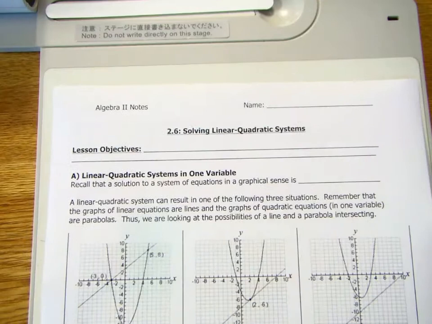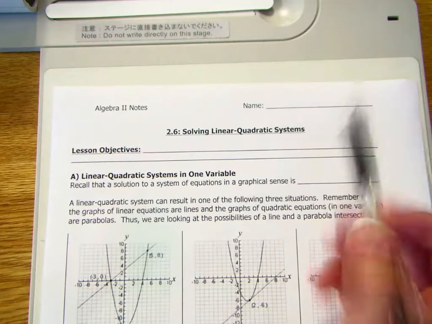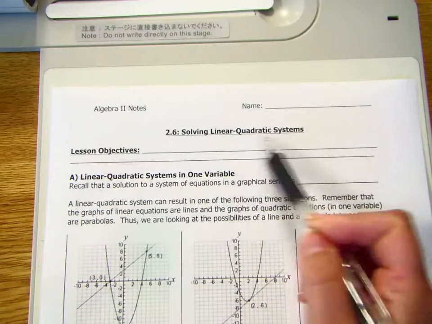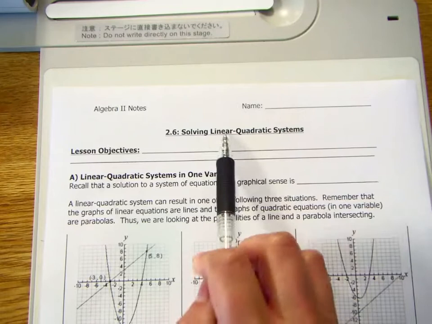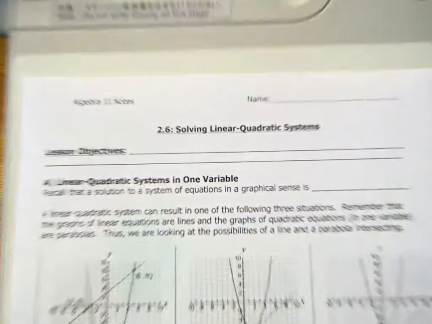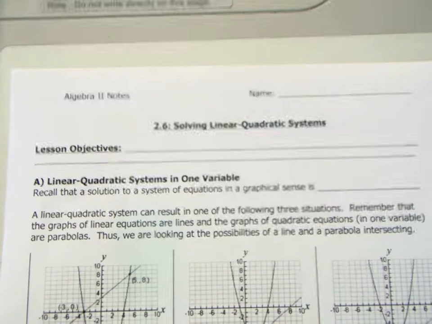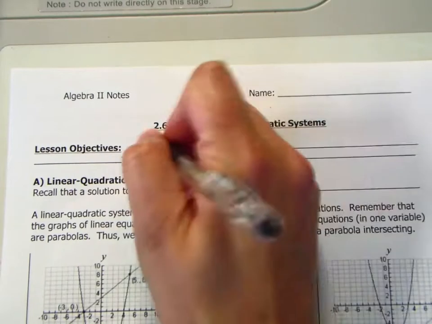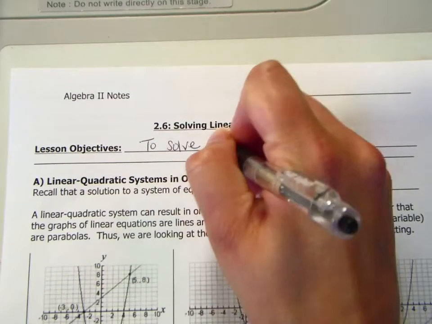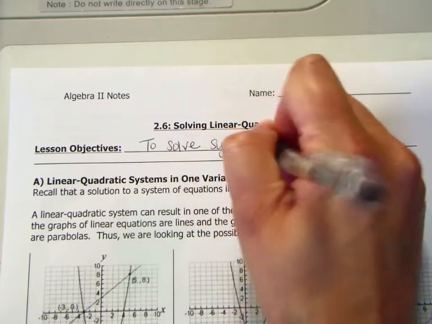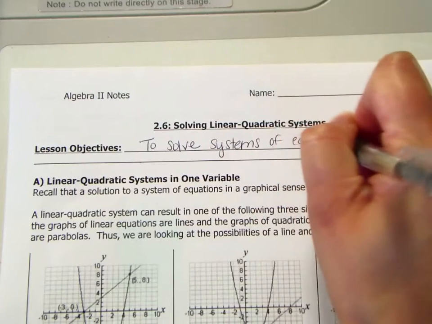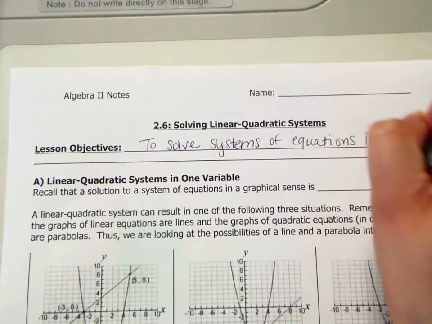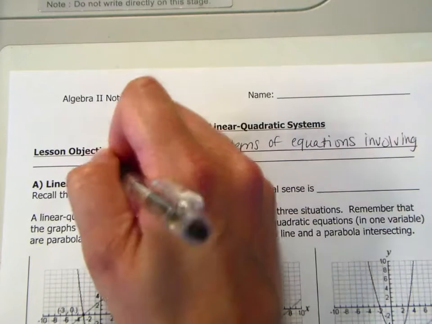Okay, earlier this semester we reviewed how to solve systems involving two linear equations. We've been working with quadratic equations the last couple weeks, so what we're going to finish up this unit with is looking at solving a system where one of the equations is a linear equation, a line, and the other is a quadratic. So our objective is to solve systems of equations involving linear and quadratic equations.